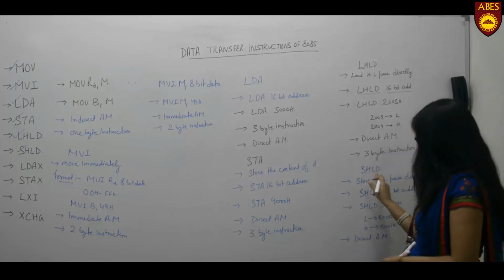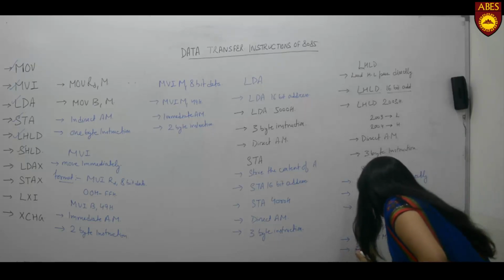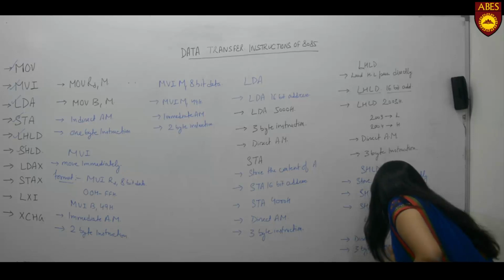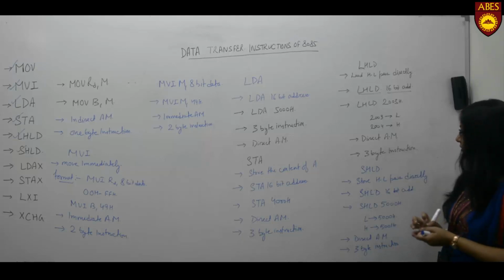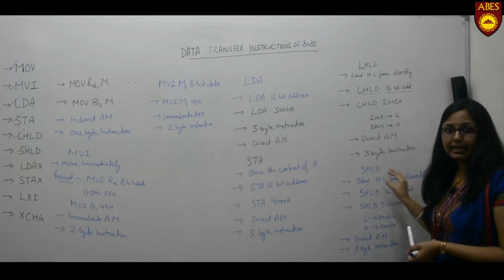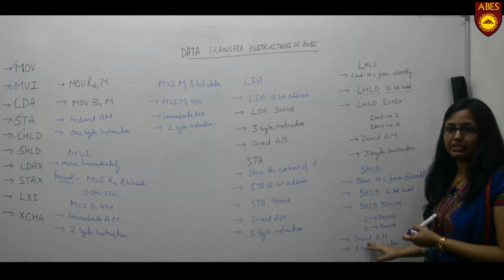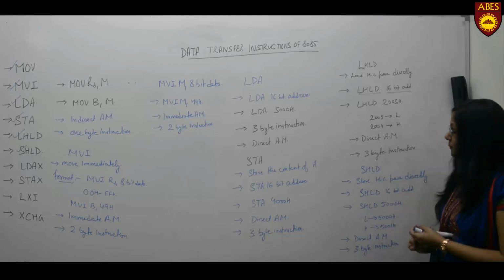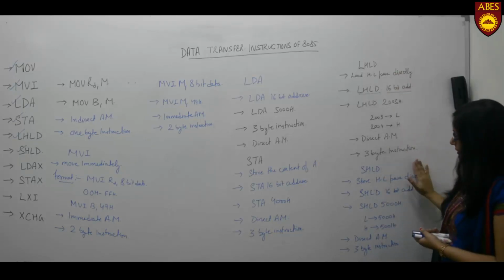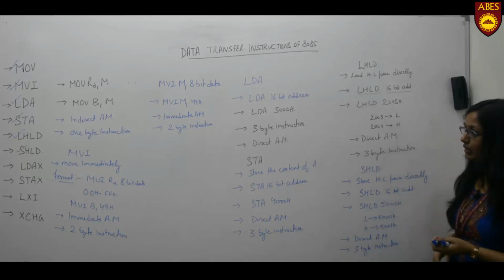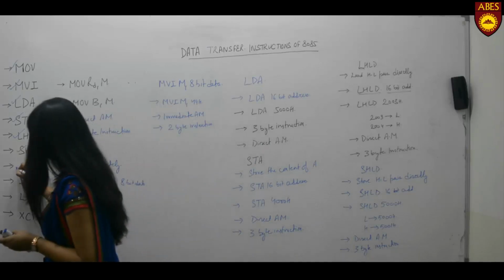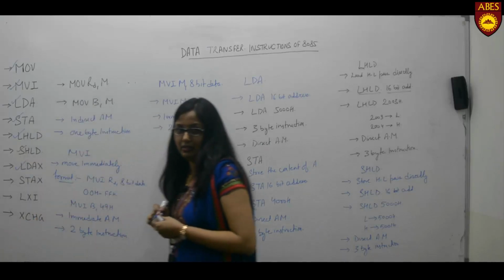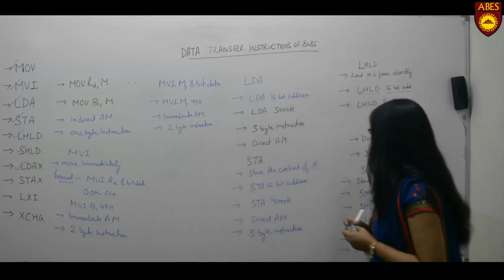And this instruction is a 3 byte instruction, meaning whenever we have to store this instruction into memory, it takes 3 bytes, 3 memory locations to store this instruction. This is all about SHLD and LHLD. Now the next type is LDAX. What is LDAX?